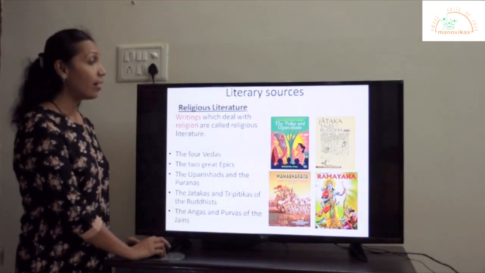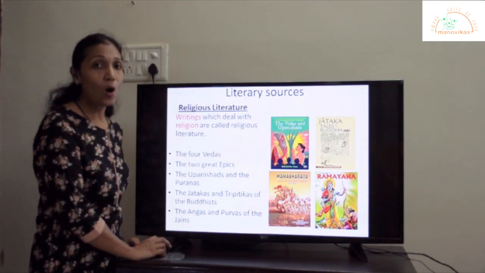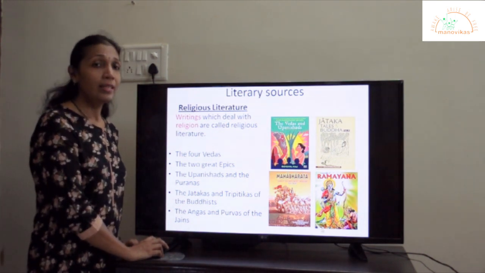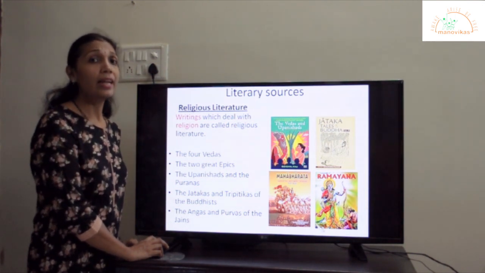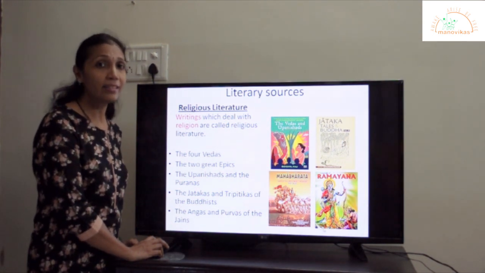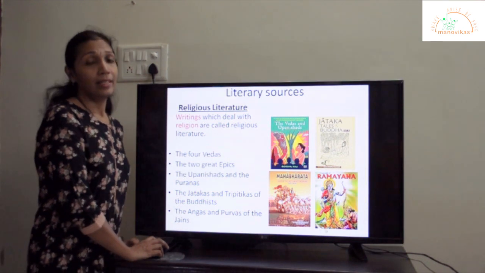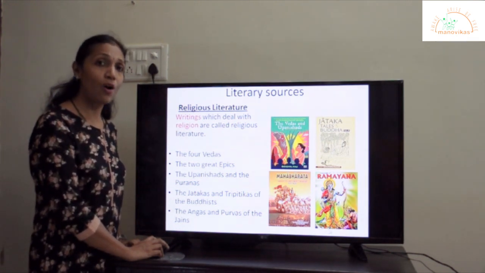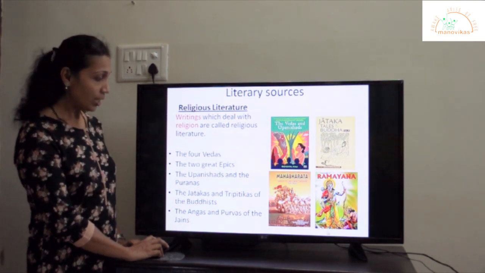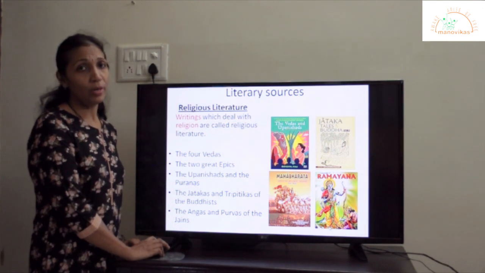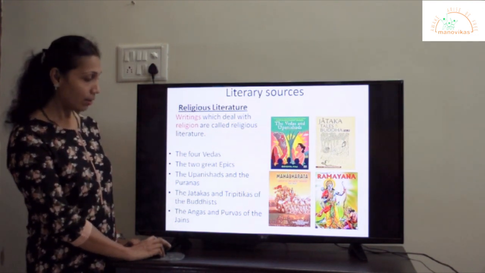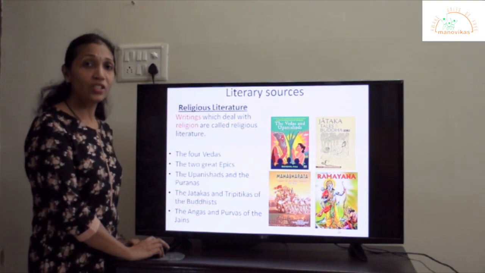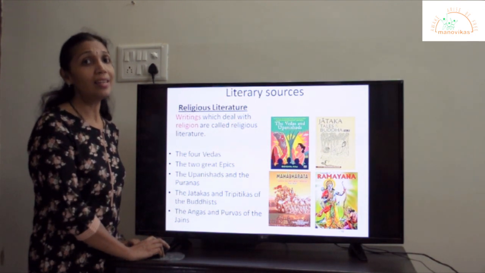Religious literature. Writings which deal with religion are called religious literature. The four Vedas, the Rig Veda, Yajur Veda, Sama Veda and Atharva Veda, are an important source of information about the Aryans in India. The two great epics, the Ramayana tells us about Lord Rama. The Mahabharata narrates the story of the five Pandavas. The Upanishads and the Puranas are a rich source of information on Hindu religion. Similarly, the Jatakas and Tripitakas of the Buddhists, the Angas and the Purvas of the Jains also give us many historical details.